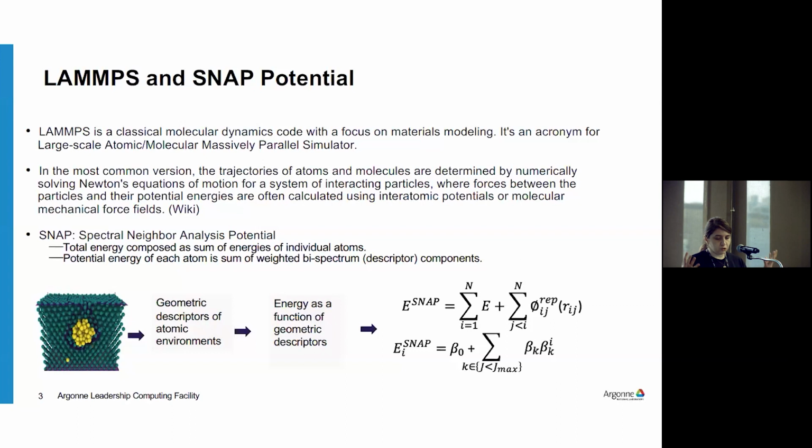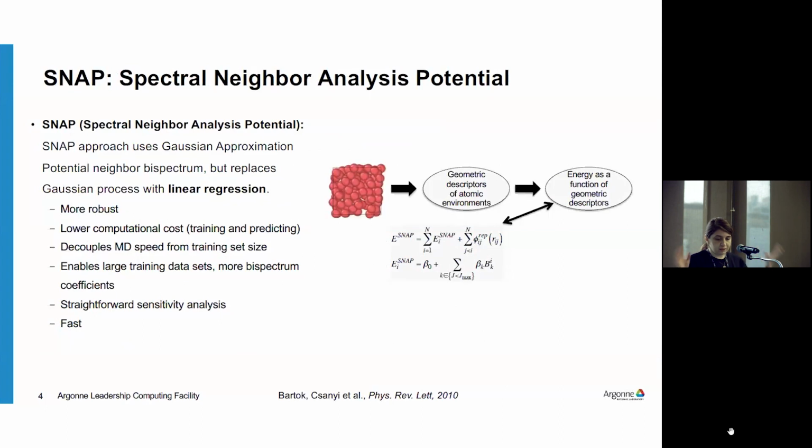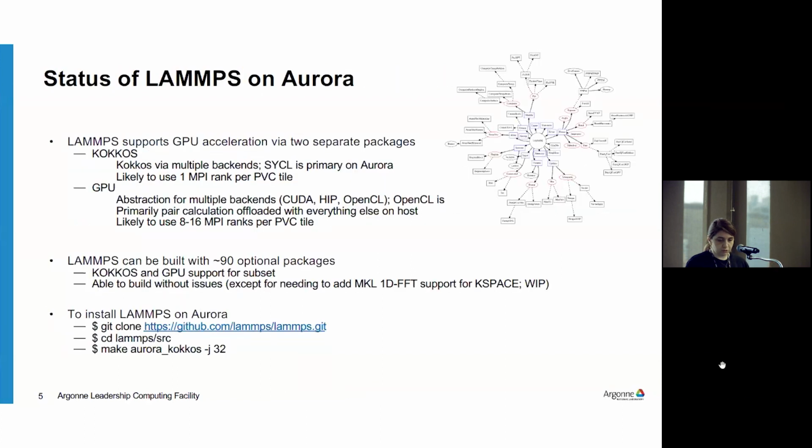The total energy is composed of the sum of energies of individual atoms, and I have a little bit of equations here, and then the potential energy is a sum weighted by spectrum components. You don't need to worry about what they mean. What you need to know is that this is a very complex way of defining a function, so it's not the regular MD simulations that you may see. In this particular case, they replaced the Gaussian approximation with a linear regression, which is more robust, faster, and straightforward for analysis, which I'm not going to get into anymore.